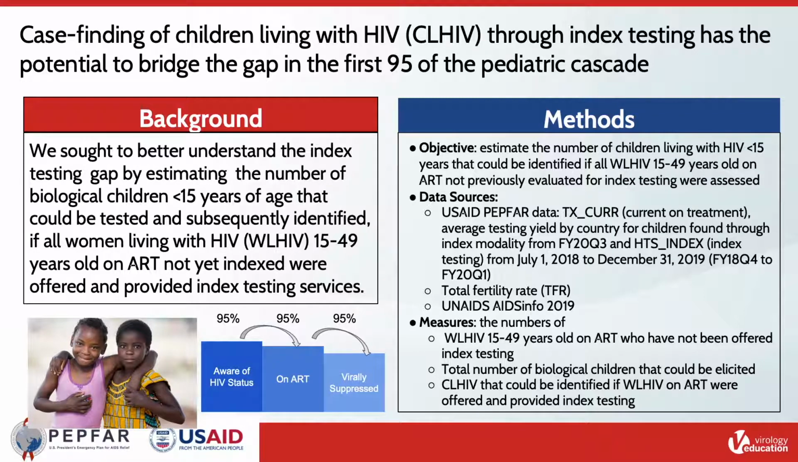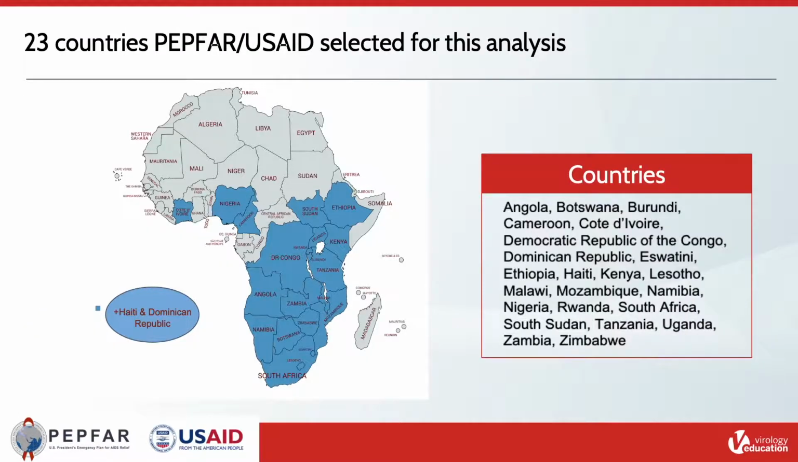In this analysis, we sought to better understand the index testing gap by estimating the number of biological children less than 15 years of age that could be tested and subsequently identified if all women living with HIV, or WLHIV, 15 to 49 years old on ART, not yet indexed, were offered and provided index testing services. We used PEPFAR program data, total fertility rates, and age-adjusted fertility rates as determined by DHS, the Demographic and Health Survey, and UNAIDS AIDSinfo 2019 results. We analyzed data from 23 PEPFAR-supported countries identified here.